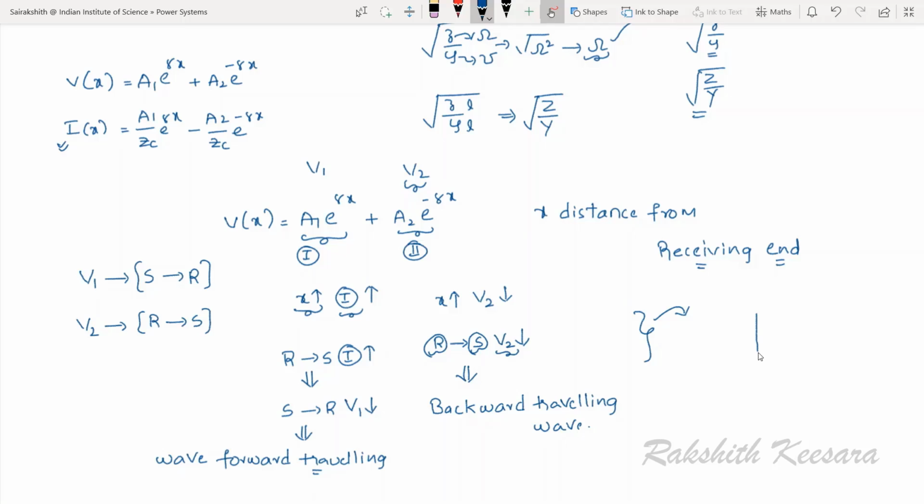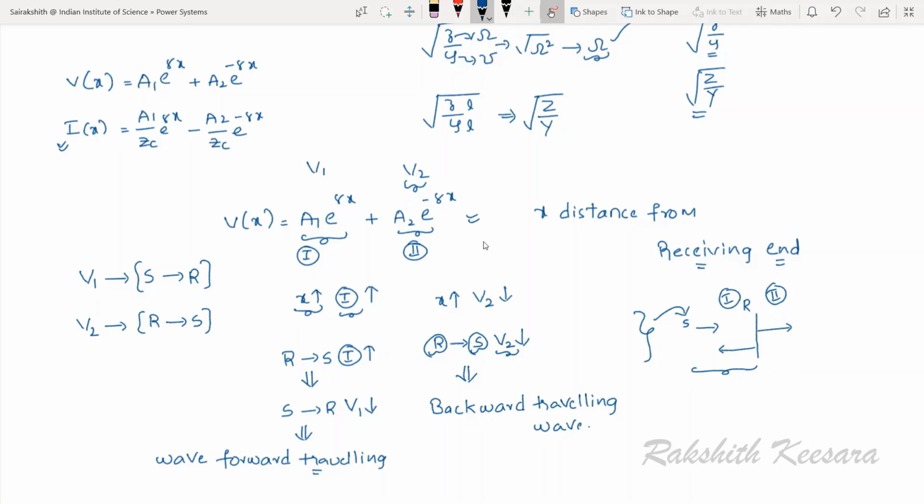That is, if this is first media, this is second media, there will be an incident wave which is V1 traveling from sending end to receiving end, and there will be a reflected wave which is V2 traveling from receiving end to sending end, and there will be some refracted wave. So this is the idea of wave traveling. Just to give you some sort of introduction, I explained this concept.